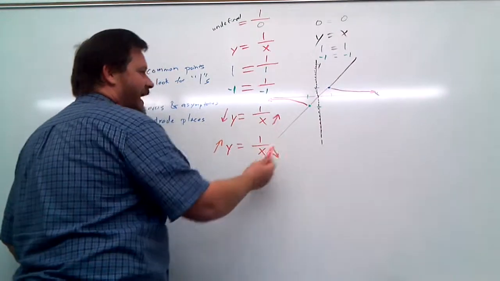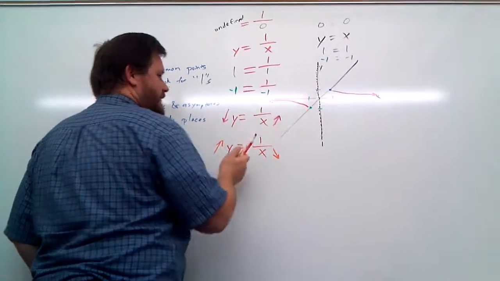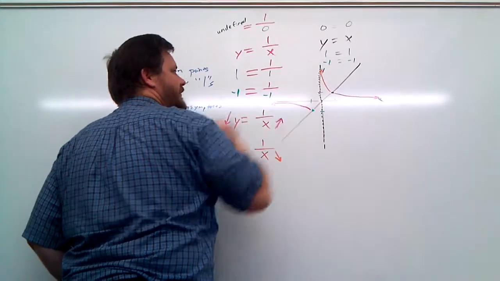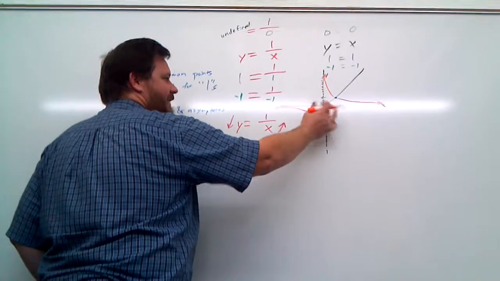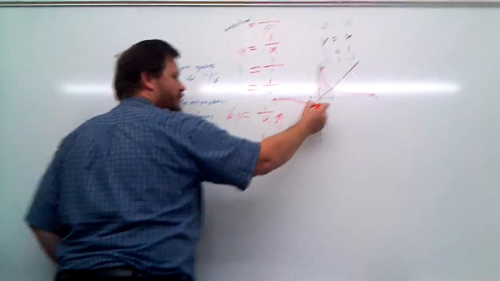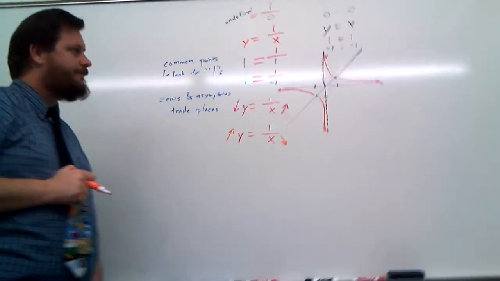Okay. So as x gets smaller, closer to 0, the fraction gets larger and larger. And it goes up like this. And the same thing happens in the negative direction. When x is negative but still gets smaller and smaller, closer to 0, it's going to be a larger and larger negative number.